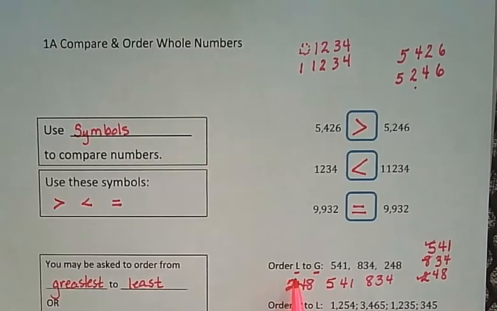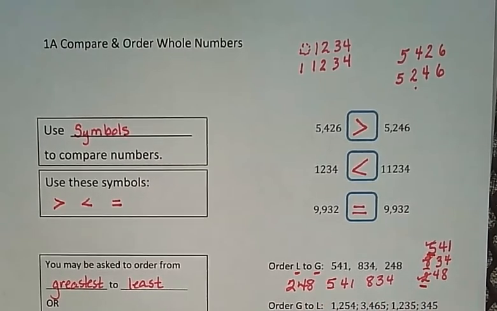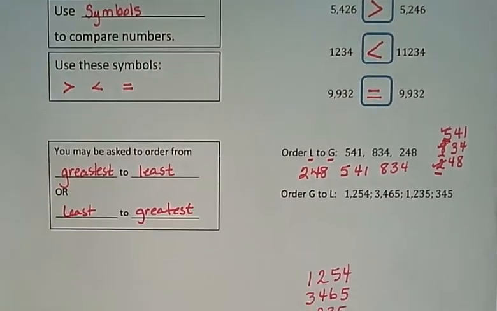All right, so now we're going to order these numbers from least to greatest. So you can see I've stacked my numbers up here, lining up the ones places, the tens places, and the hundreds places. And I found as I looked at the hundreds places that 2 was the smallest hundreds place, so that's my smallest number. And then 5 was next, so that's my middle number, and 8 was largest, so that is my largest number. So it's 248 is the smallest number, 541 is in the middle, and 834 is our largest.